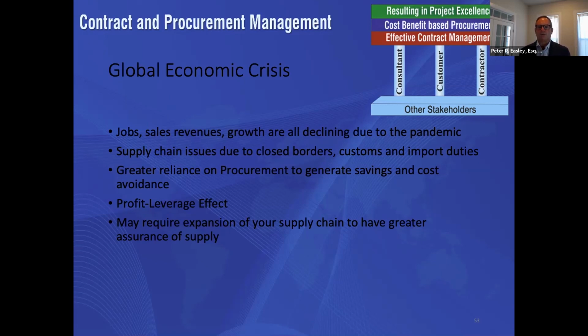So, in most countries around the globe, in an unprecedented way, jobs, sales, revenues, growth were all declining because of the pandemic. And this was unprecedented because we've seen this happen in regions like Asia Pacific or in Europe at times, but having this be a global issue due to the pandemic was unprecedented. And it will take time for it to bounce back.